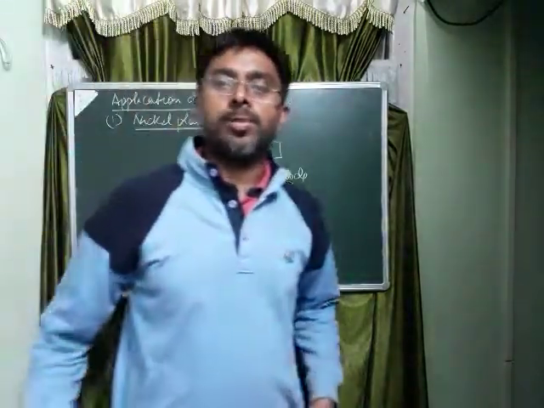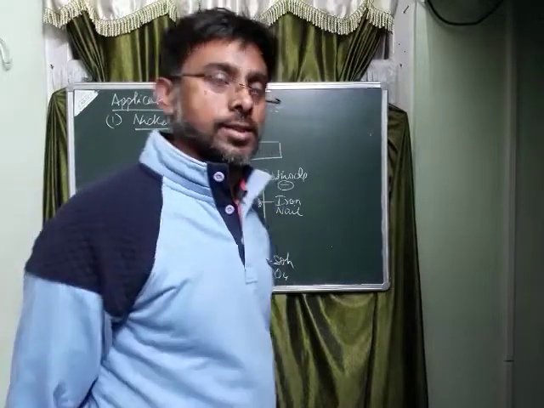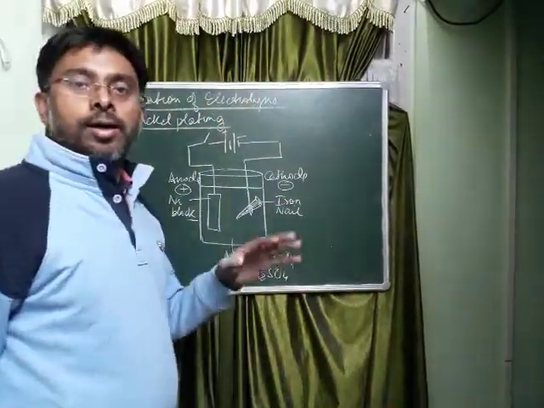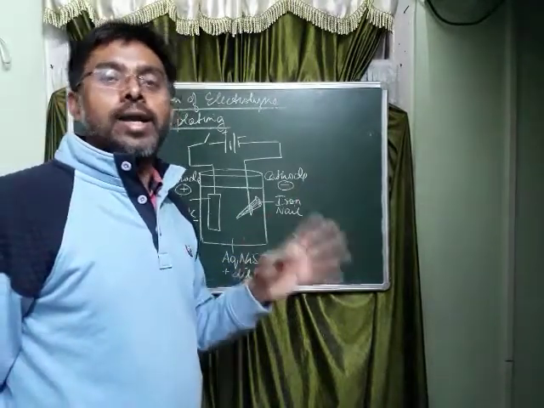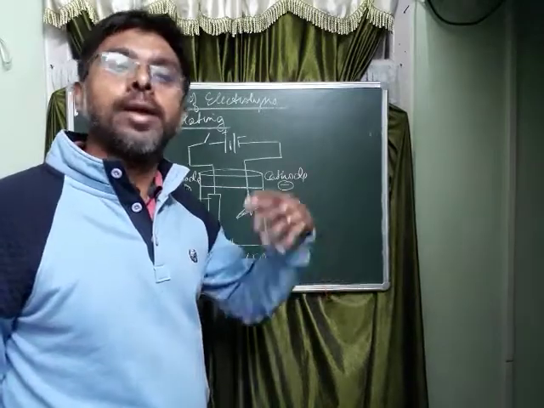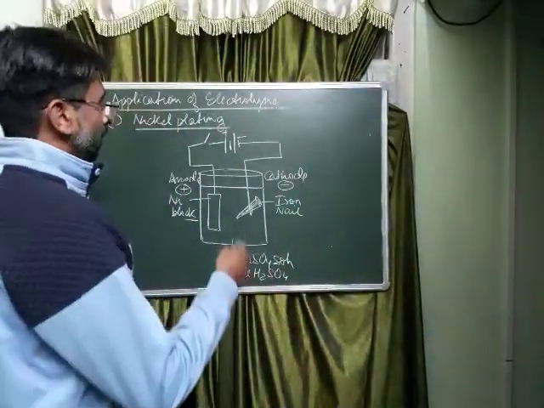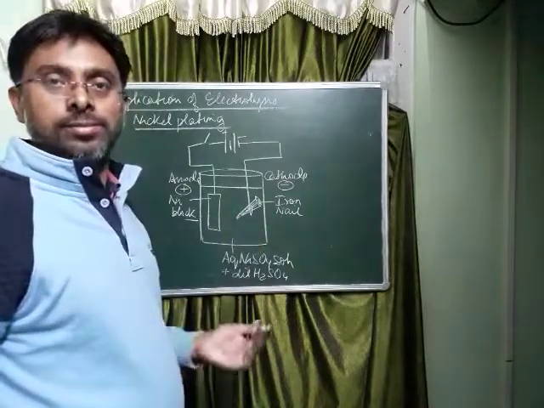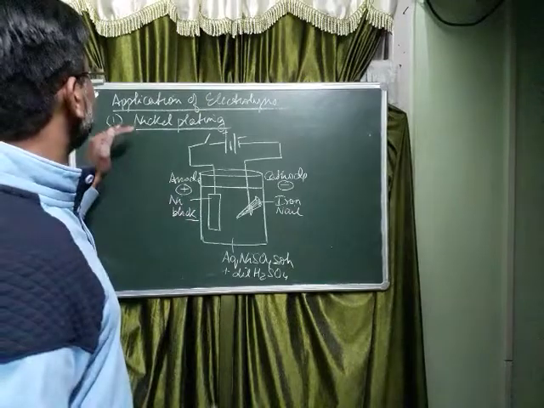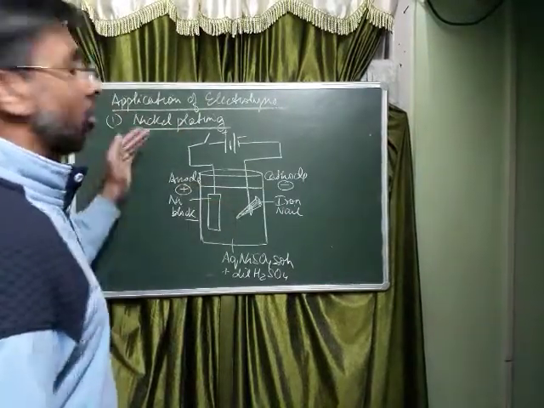Okay, now let me explain to you the first example of the application of electrolysis. The first one is called nickel plating. The plating of an article, the plating of a baser metal by a superior metal, is called electroplating. So here a base metal can be iron, and the superior metal is nickel. So in this, the plating of an article with nickel is called nickel plating.